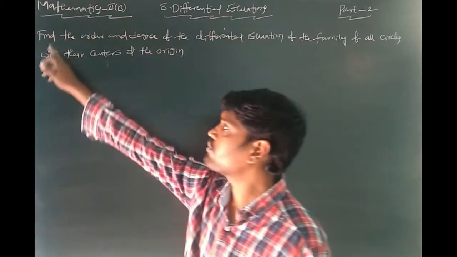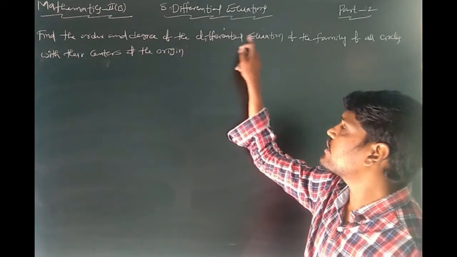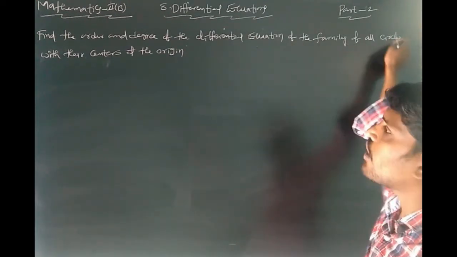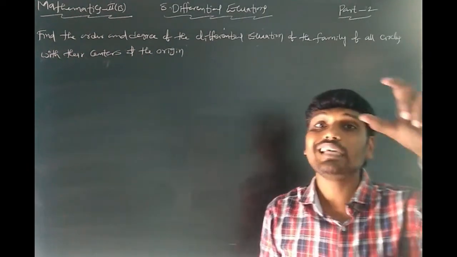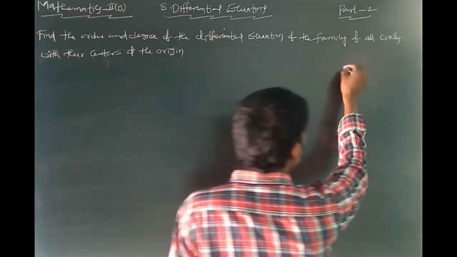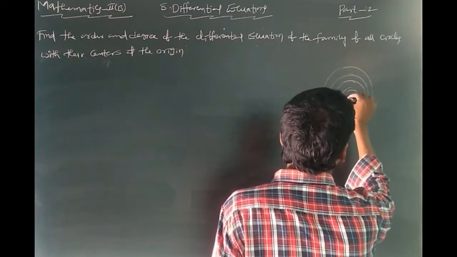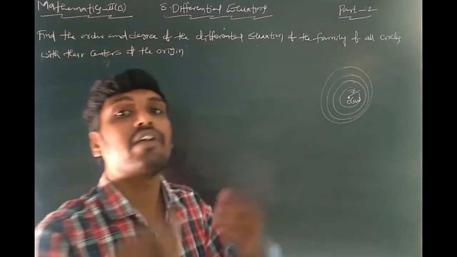What is the first problem? Find the order and degree of the differential equation of the family of all circles with their centers at the origin. Family of all circles, all circles having the center at the origin, but the radii are different.